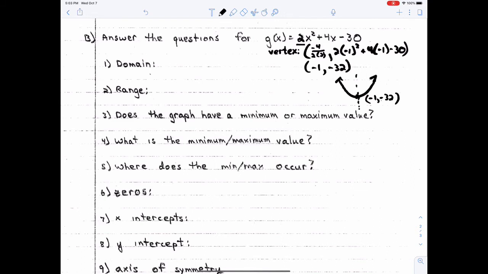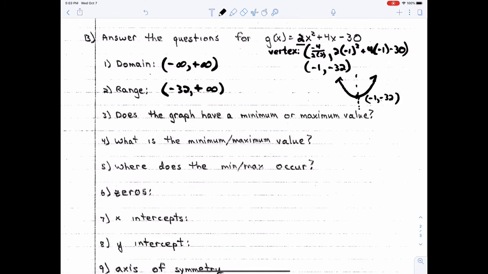Okay, let's answer the questions then. That's all we need. Okay, what's the domain? Well, pass your vertical line through it like we did in chapter 2. And it's -infinity to +infinity. Okay, the range, pass your horizontal line through it, bottom to top. And what is it? -32 to +infinity.